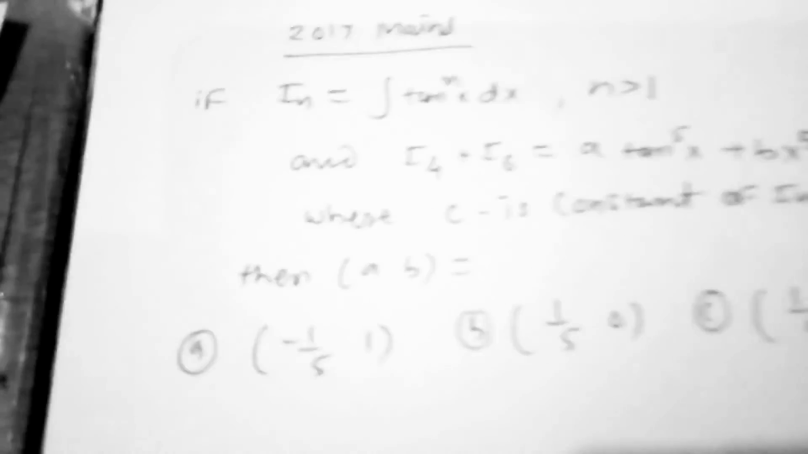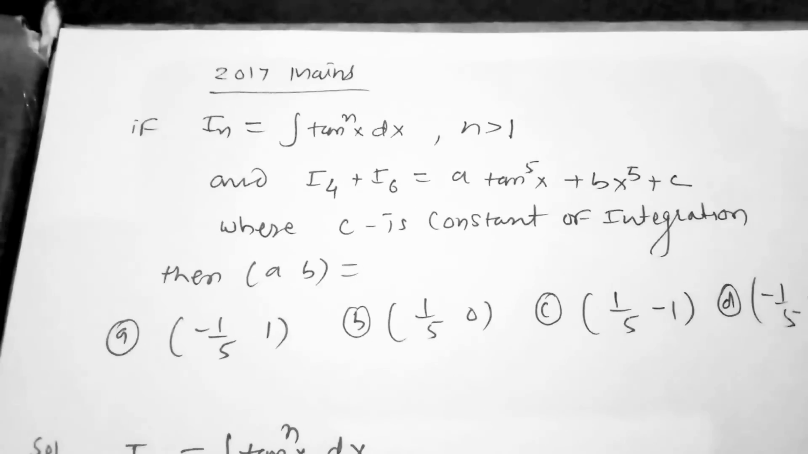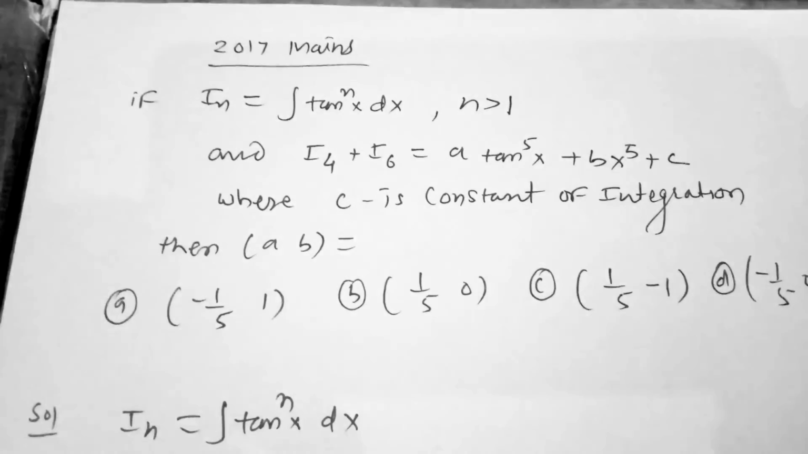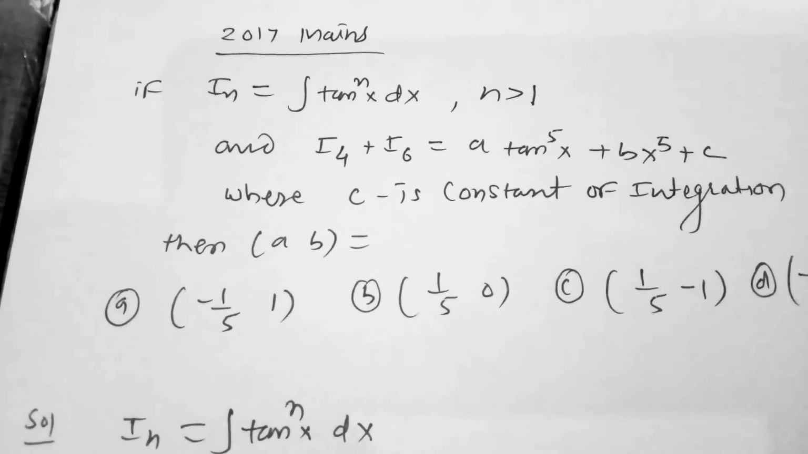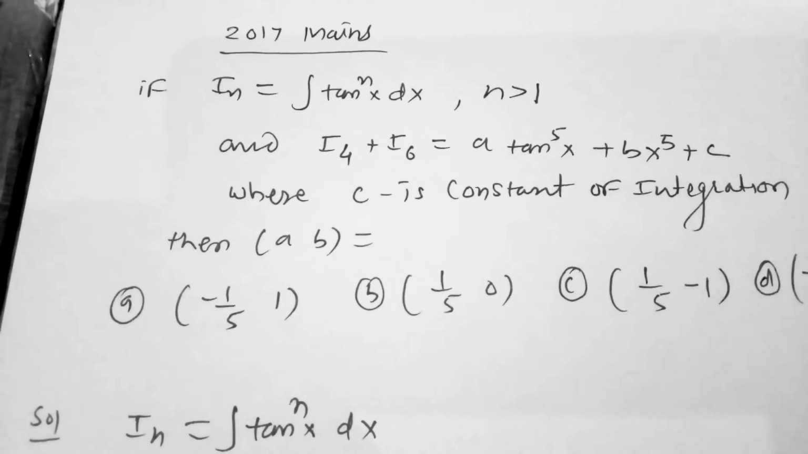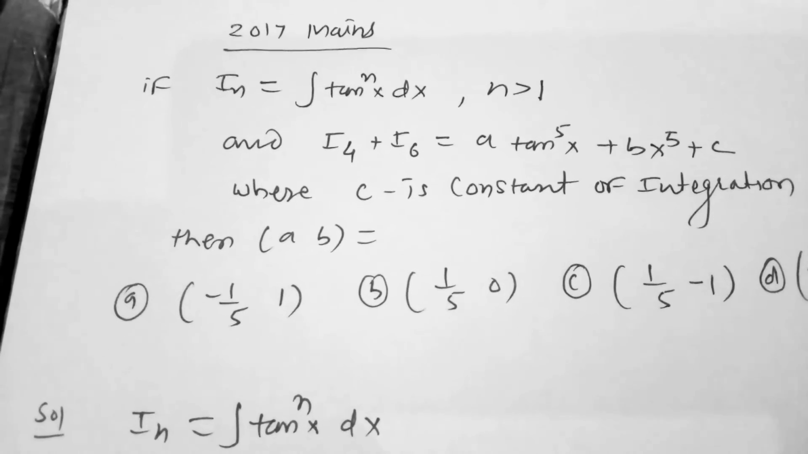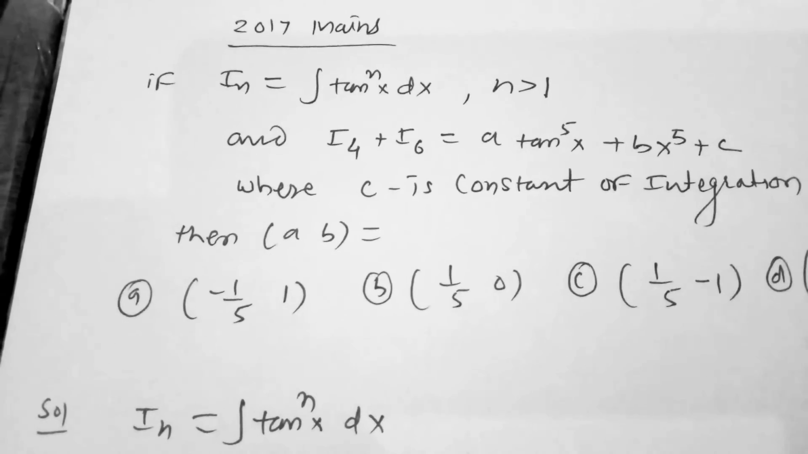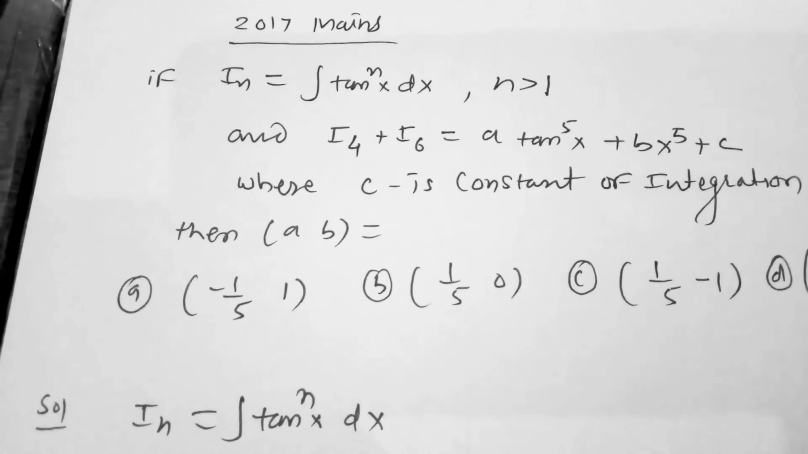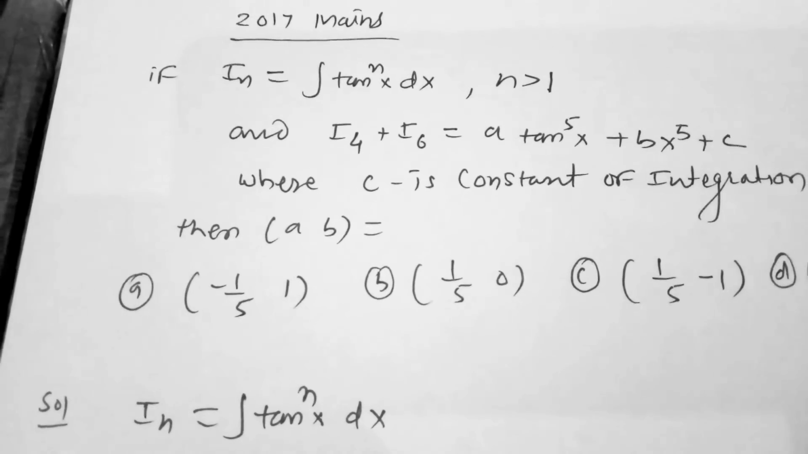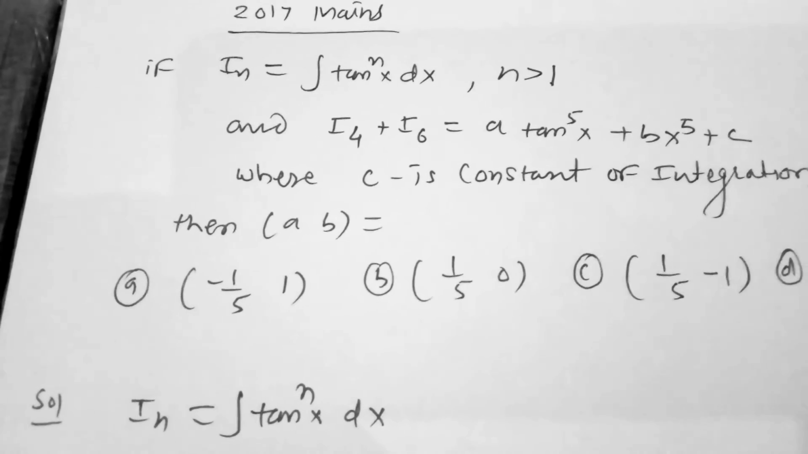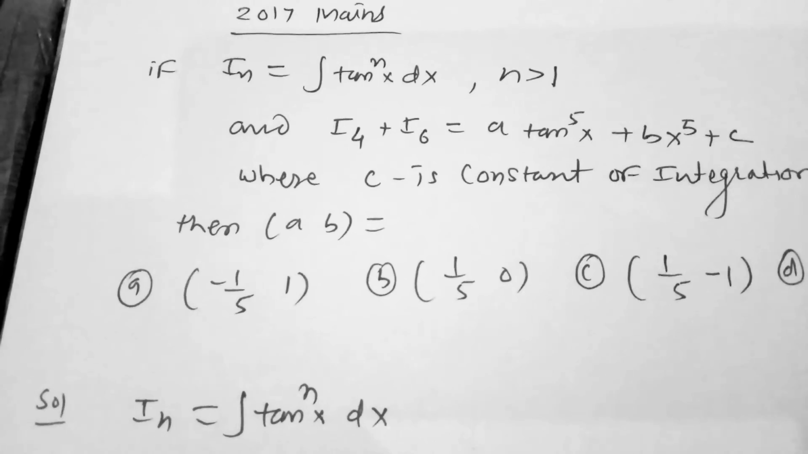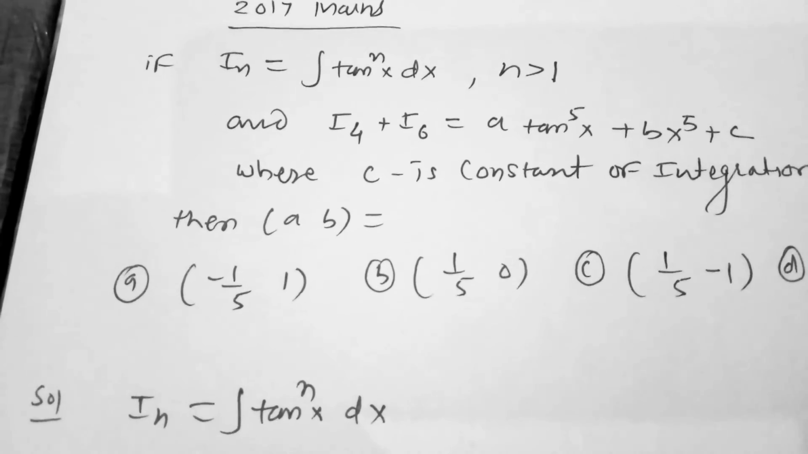We will see the 2017 mains problem. The question is very big, but the answer is a one-liner. So if In is representing the integration of tan to the power n x dx, n greater than 1, and I4 plus I6 equals a tan to the power 5x plus b x to the power 5 plus c, where c is a constant of integration, then what should be the value of a and b?